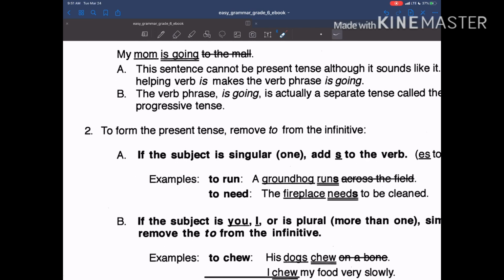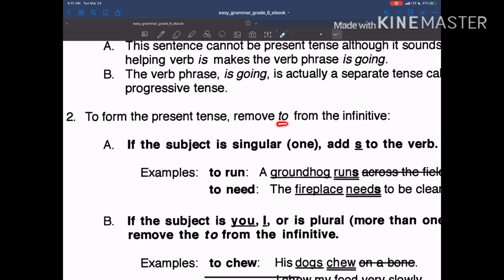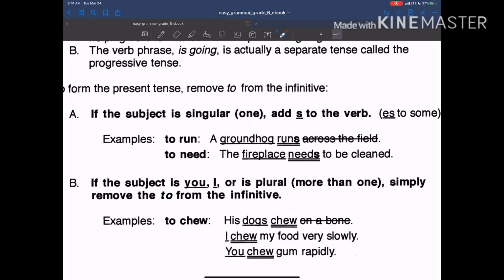Okay? To form the present tense, remove to from the infinitive. We have to run right here and to need. Okay? If the subject is singular, add s to the verb. Sometimes you have to add an es, okay? A groundhog runs. Okay? A groundhog runs. It's a singular subject. Okay? Runs would get the s. Okay? To need. Take out the to. Okay? The fireplace needs to be clean. It's just one fireplace, so we use the s.